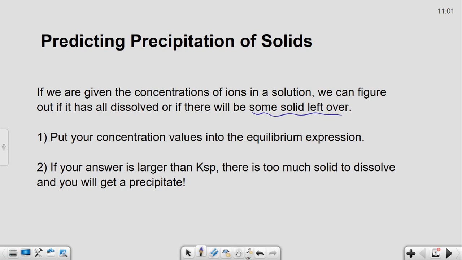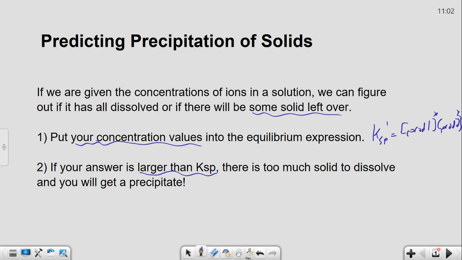You take the values you were given, so your concentration values, and put those into the equilibrium expression. So whatever your KSP equals, concentration of product 1 times product 2, and whatever exponents you might have. So just plug that in. You solve for, let's call it KSP prime. You figure out what that value is, and then you check it against what KSP is supposed to be for that substance.